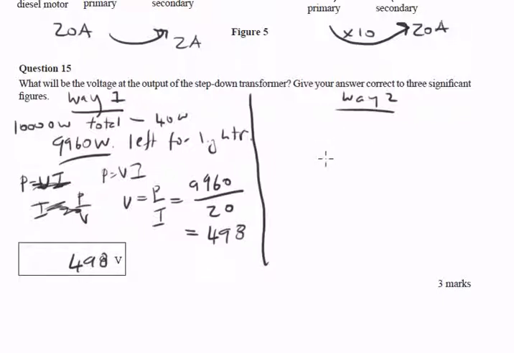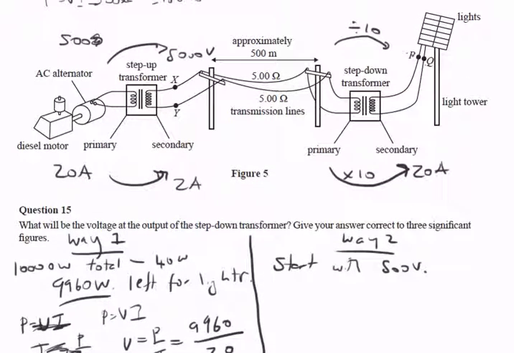The second way of doing it is to say, well, we start off with 500 volts. How much is used up by the power lines? So the voltage in the lines equals the current in the lines times the resistance of the lines. So current in the lines, remember, is 2, the resistance is 10, 20 volts is used up.